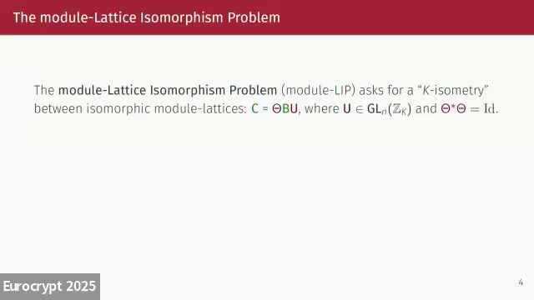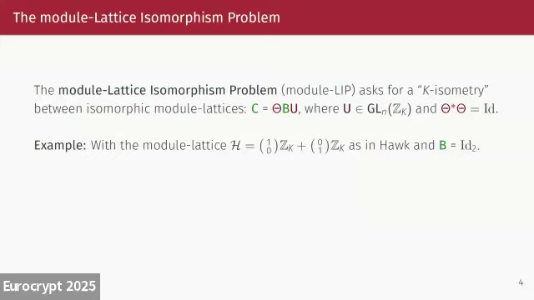Okay, so we have everything to define module LIP. So module LIP is basically the restriction of LIP to module lattices, but you also want theta and U to preserve the algebraic structure you added. So that means you're looking for a theta with coefficients in K, and U with coefficients in Z_K.